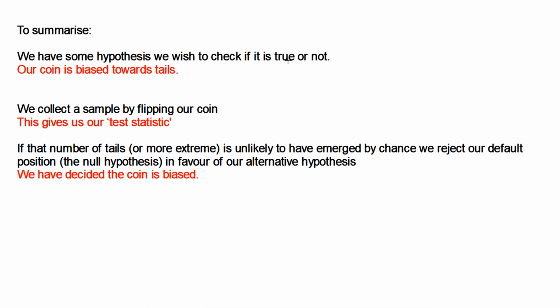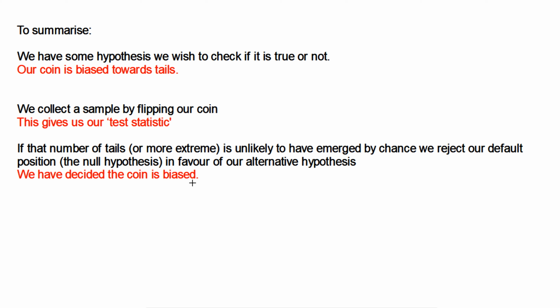So to summarise, we have a hypothesis. We wish to check if it's true or not. So our hypothesis in our case is our coin is biased towards tails. We collect a sample by flipping our coin. This gives us our test statistic. If that number of tails or more extreme, and I'll explain it in a moment, is unlikely to have emerged by chance, we reject our default position, which is called the null hypothesis, in favour of the alternative hypothesis, and then we may have decided the coin is biased.